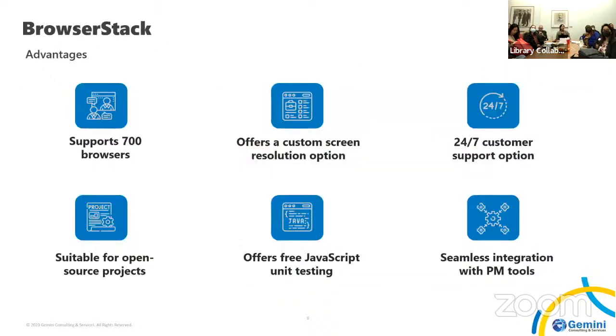Coming to BrowserStack, it supports 700 browsers. In fact, even more. We get a 24/7 customer support option. If you have developers developing something and in the middle of that they need to ask some questions, we can always go to the BrowserStack support team because they are available 24/7. It's even supportable for open source projects, so it's easy to access. And in fact, it has seamless integration with project management tools like Jira and Microsoft Teams, which are some of the most commonly used tools. So if you have any user who wants to report defects via Jira or Microsoft Teams, you can just add an image and it can get connected to BrowserStack, which makes it very user friendly. So these are some of the highlighted advantages of BrowserStack.